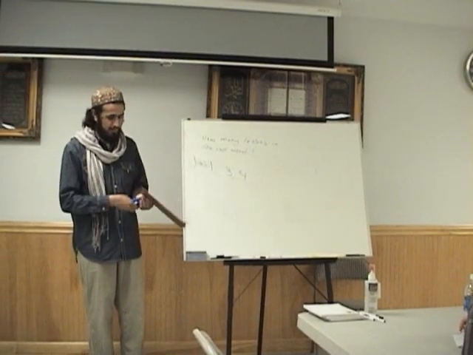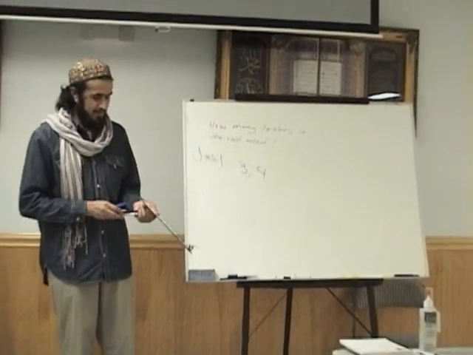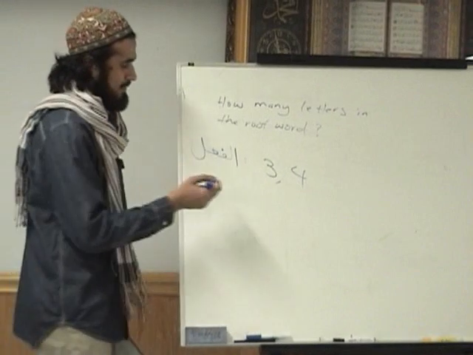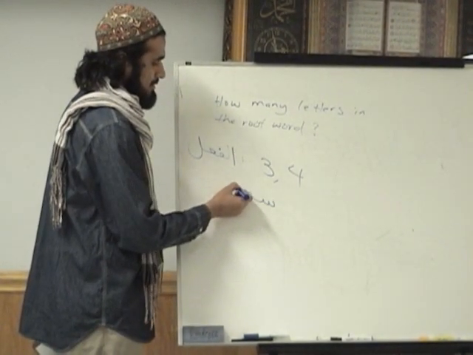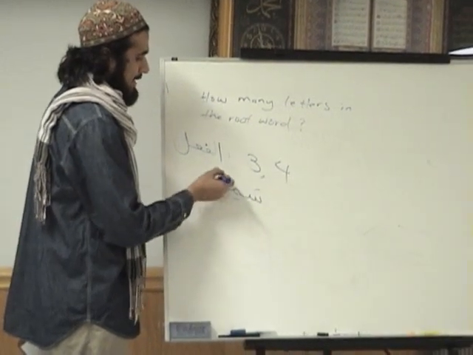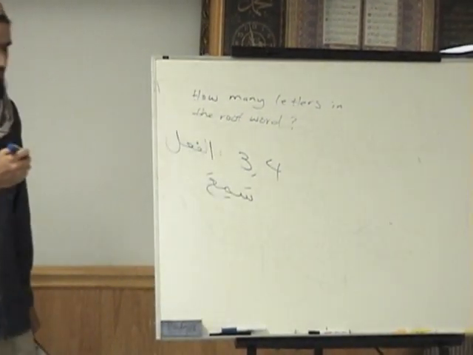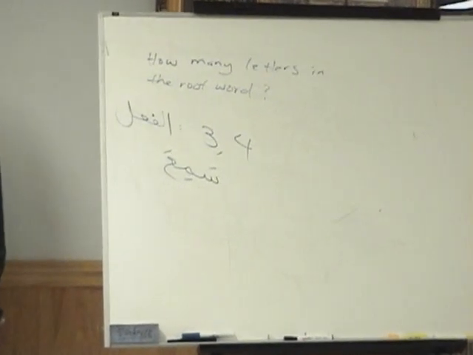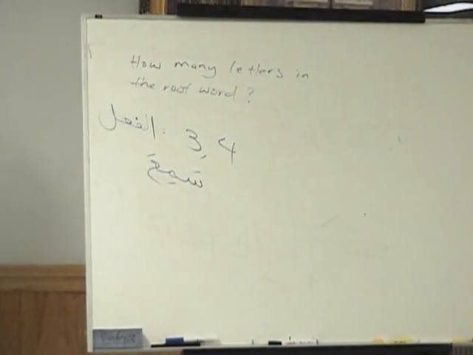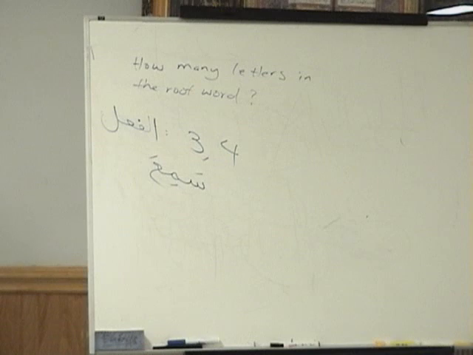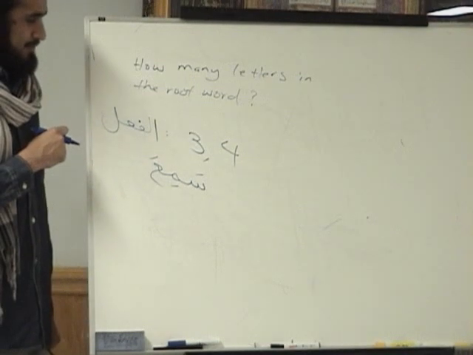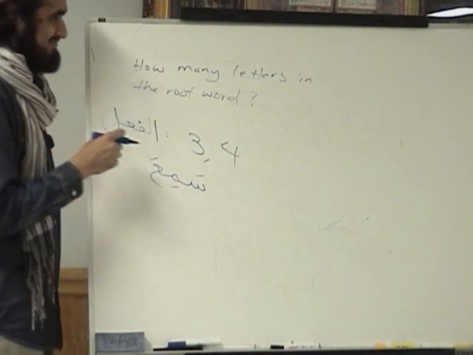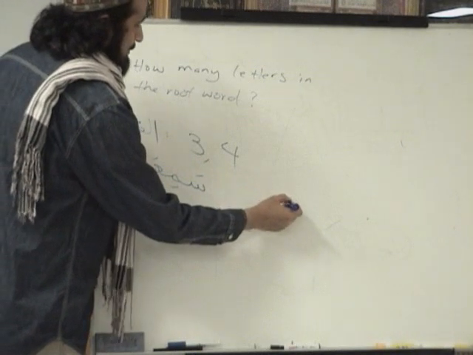Fi'al can be 3 or 4. An example of 3 would be Sami'a. Sami'a is a verb that means he heard in the past. It has 3 original letters. We can have 4.